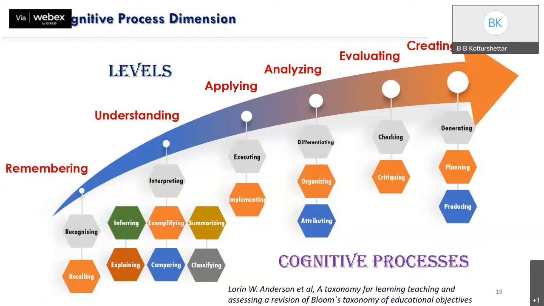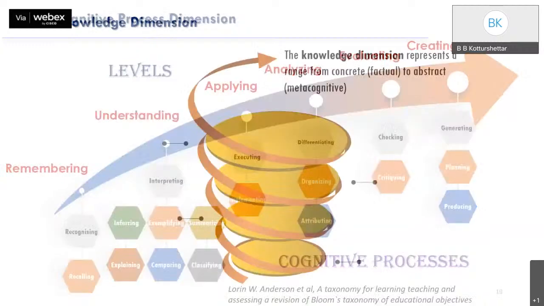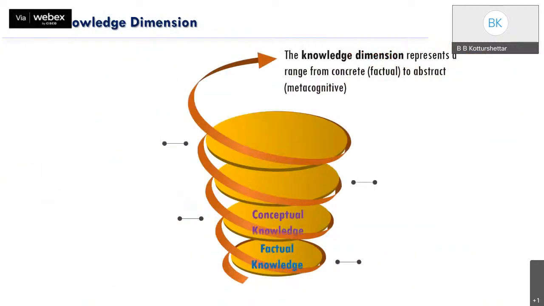So this level of specificity is required by a teacher before he or she sets a question paper. Now coming to one more dimension that is talked about in the revised Bloom's taxonomy, that is knowledge dimension. Knowledge dimension represents a range from factual knowledge to abstract knowledge or metacognitive knowledge.